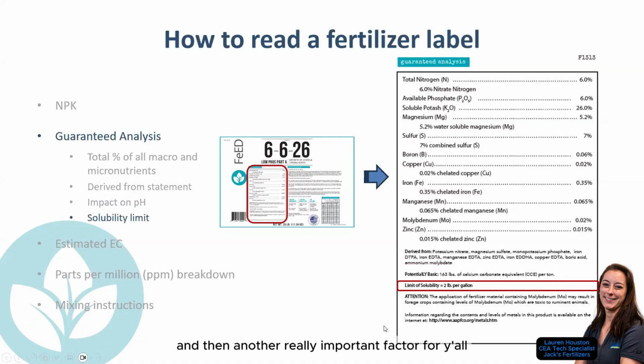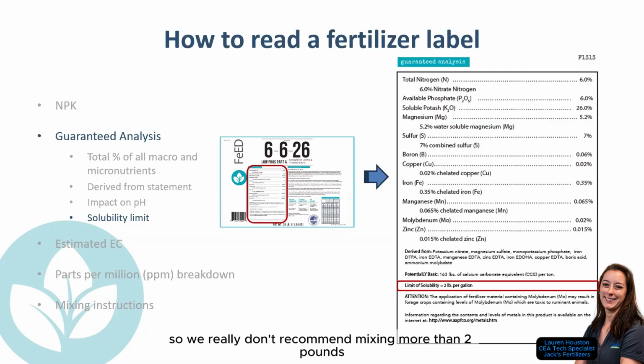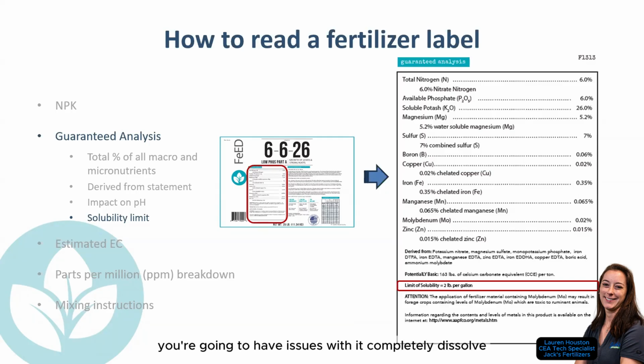And then another really important factor for y'all specifically is the limit of solubility. This is going to be the maximum amount of fertilizer that you can mix per gallon of water and have it still completely dissolve into solution. For example, our 6626 has a maximum solubility of 2 pounds per gallon. So we really don't recommend mixing more than 2 pounds per gallon of water, or else you're going to have issues with it completely dissolving.